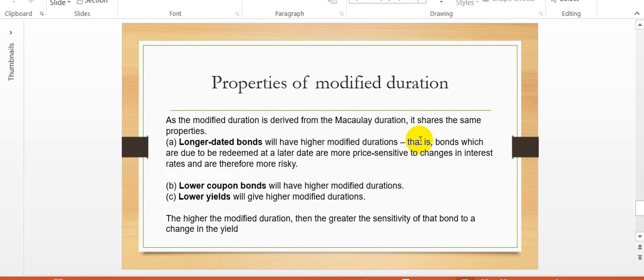B, lower coupon bonds will have higher modified duration. C, lower yields will give higher modified duration. So the higher the modified duration, then the greater the sensitivity of that bond to a change in the yield.